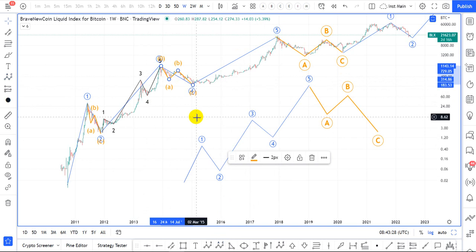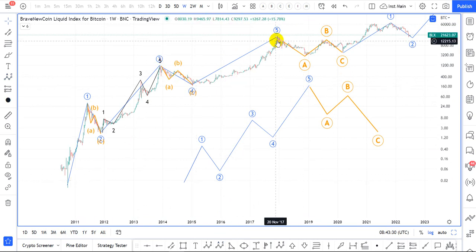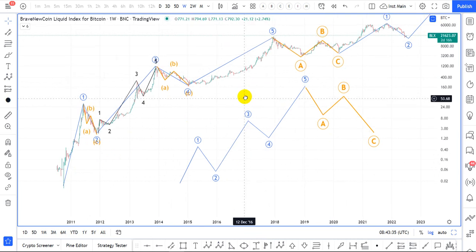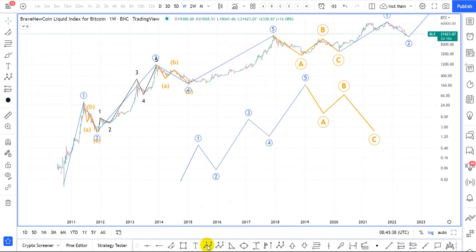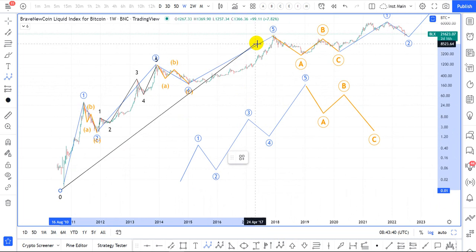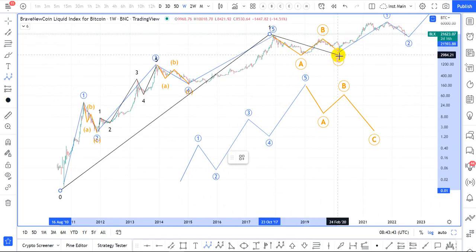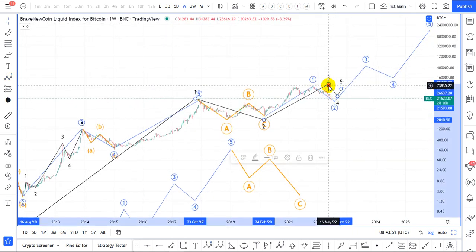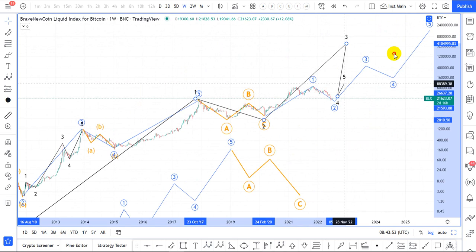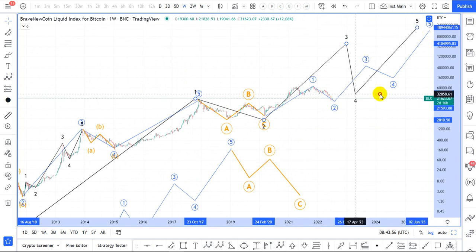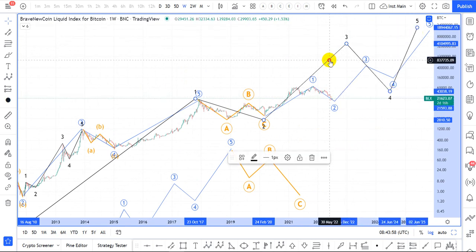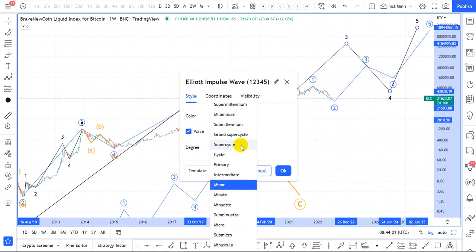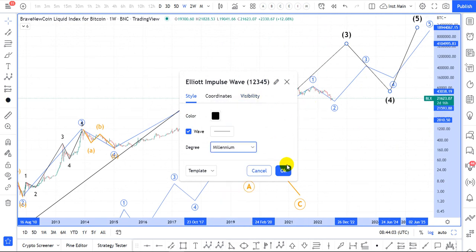And then this cycle, a complete cycle of 5 waves and ABC, is a bigger one, right? So this is a bigger 1, 2, 3, 4, 5. So this could be 3 somewhere there. And this is a bigger time frame, like the bigger scale. So let's make it this one.